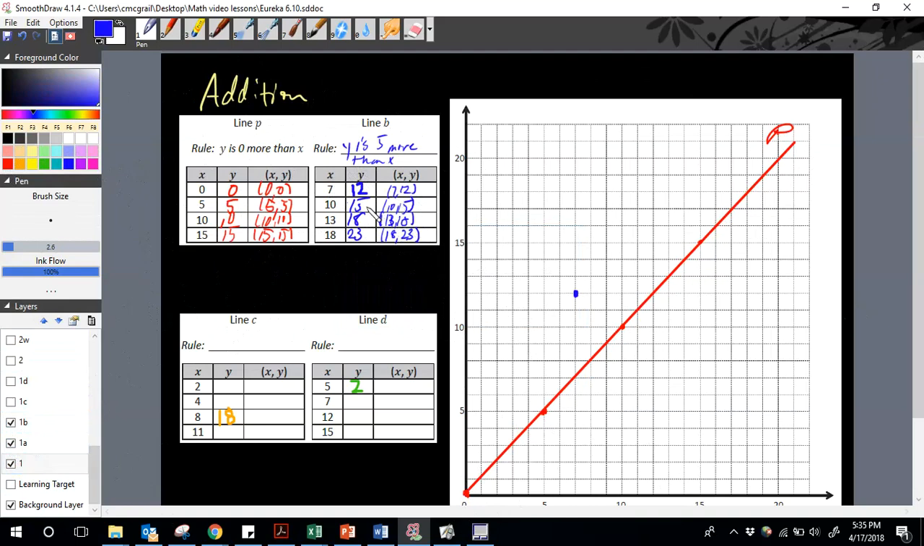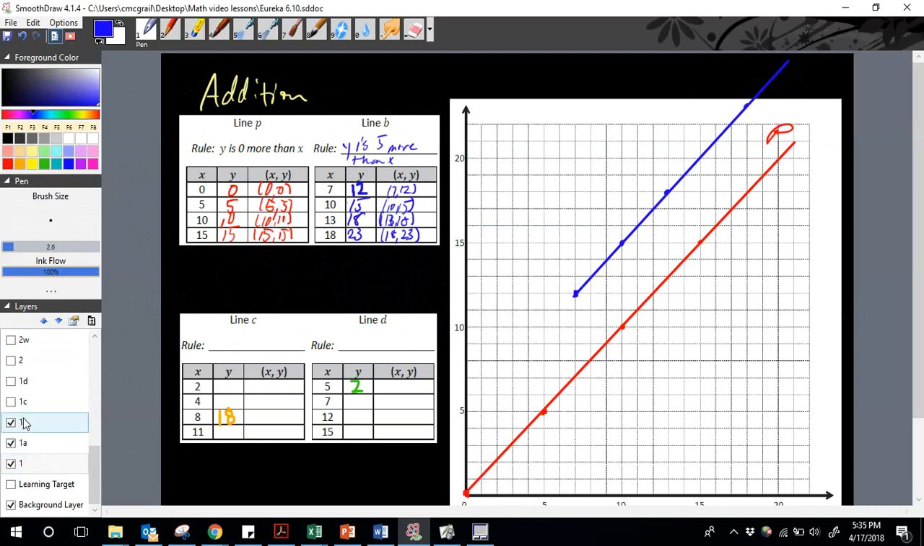So let's plot this. (10, 15) is right there. (13, 18) is right here. And for (18, 23), I think we're going to go off the graph because this is 22, so I'll put 23 somewhere up here. Let's see if we have drawn a straight line, and that is correct. Nicely done.